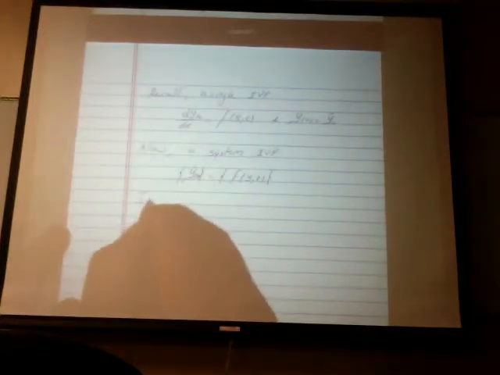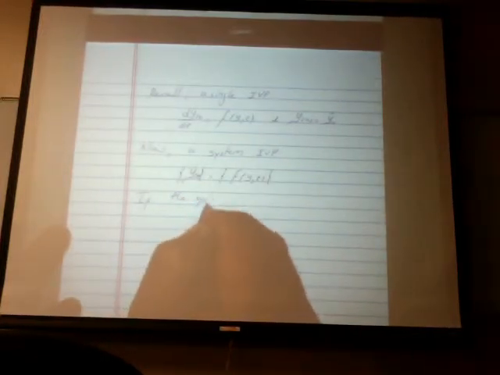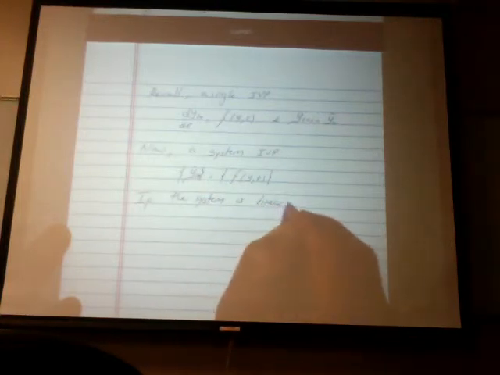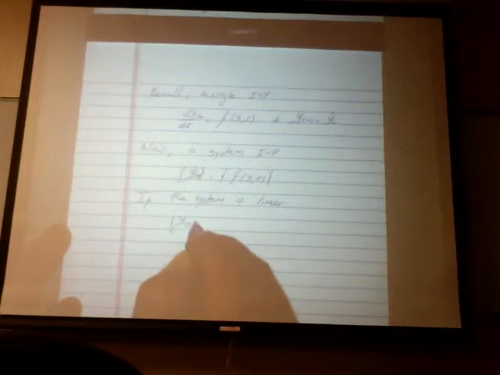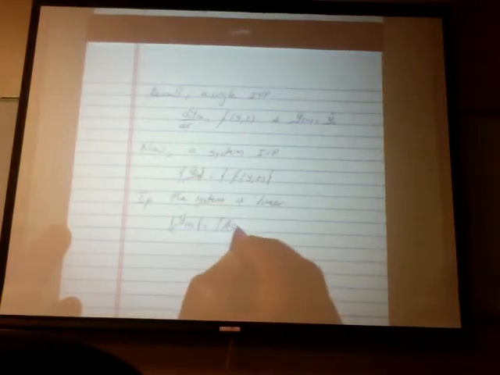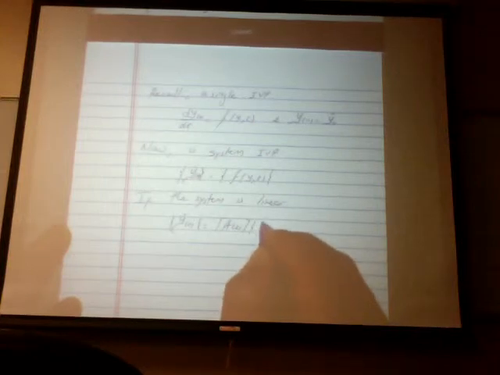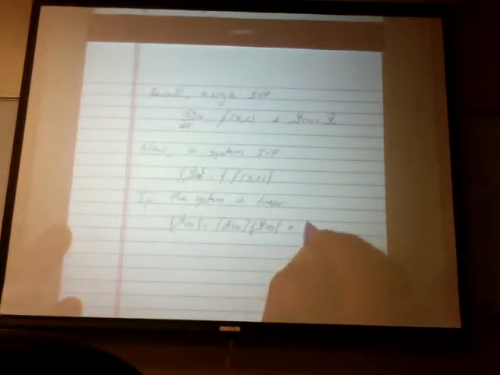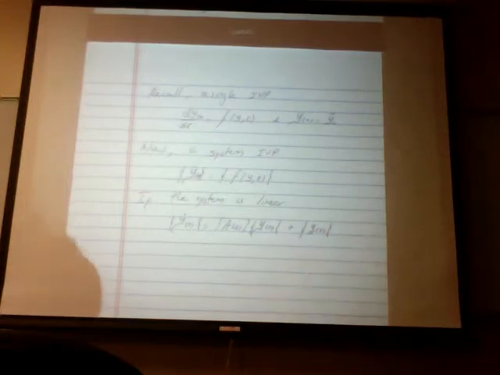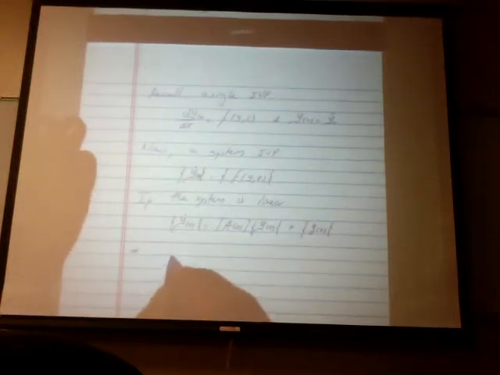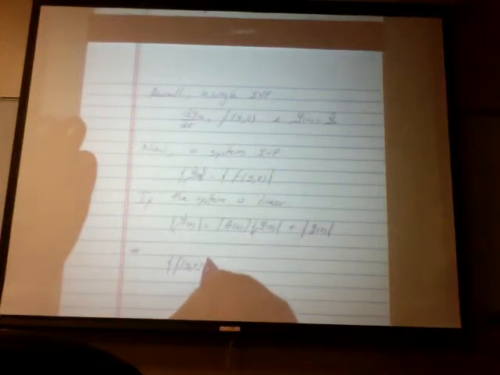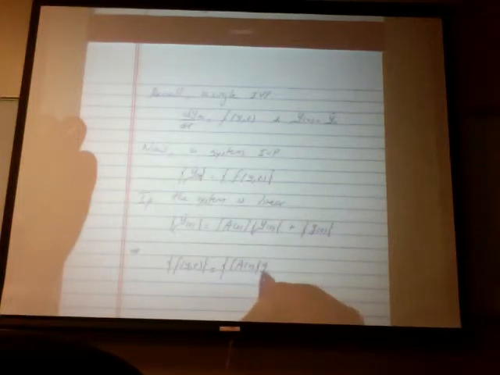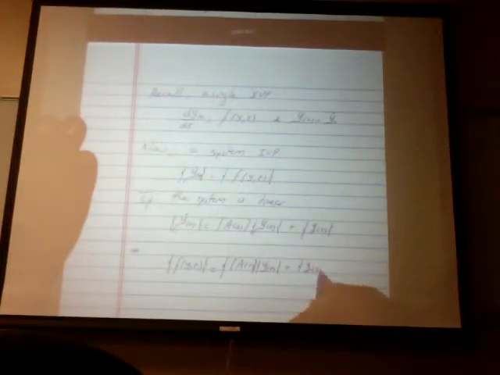This form allows for the equations to be nonlinear. So if the equations happen to be linear, if the system is linear, meaning that we can write it as y dot is equal to A of t times y of t plus g of t, then the function f of y and t takes on the form A of t, y of t plus g of t.